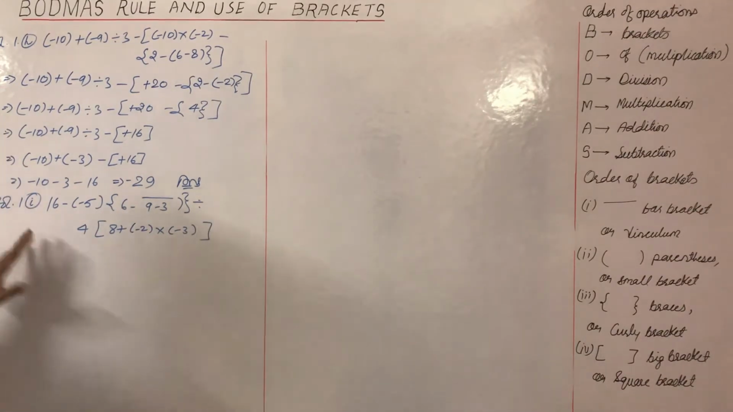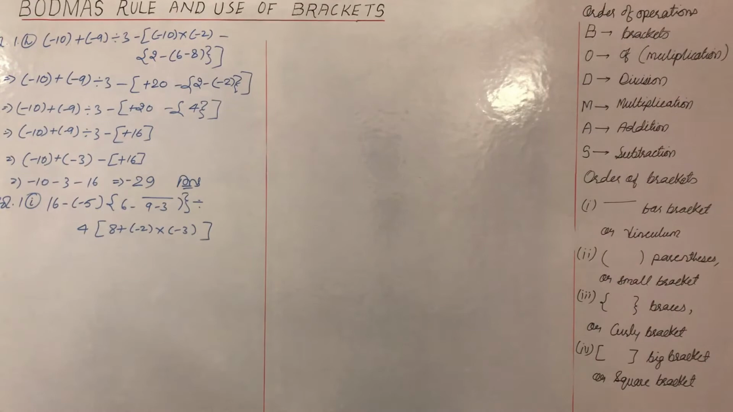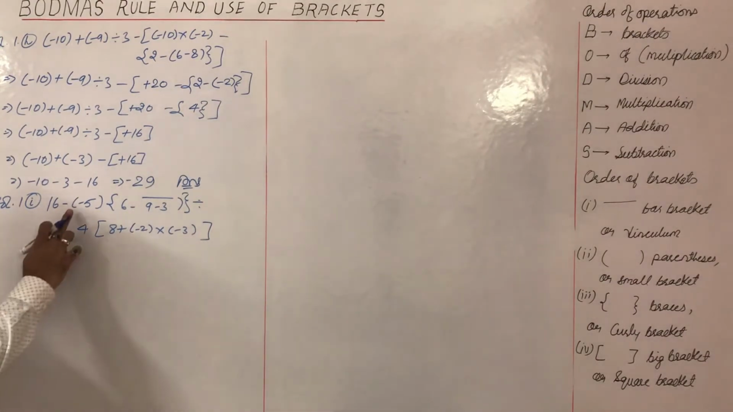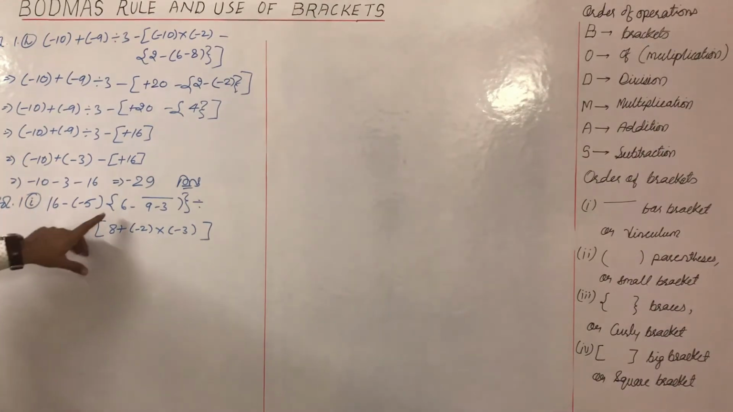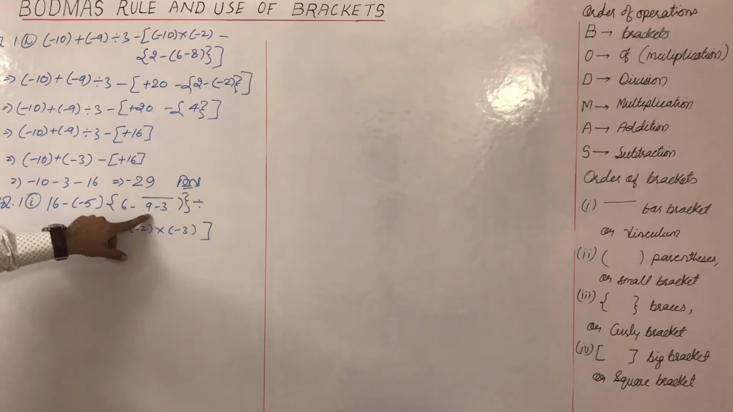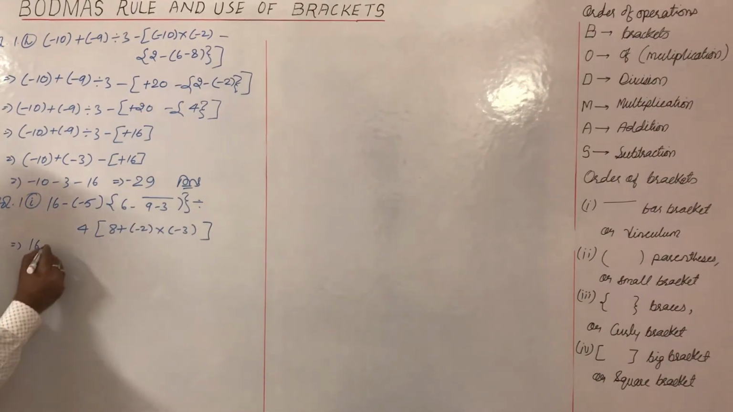Okay, so this is the problem statement. Now again in this statement we have many operations. So from where to start? We'll start from the bar bracket inside the curly bracket. So bar inside curly, we should solve first.